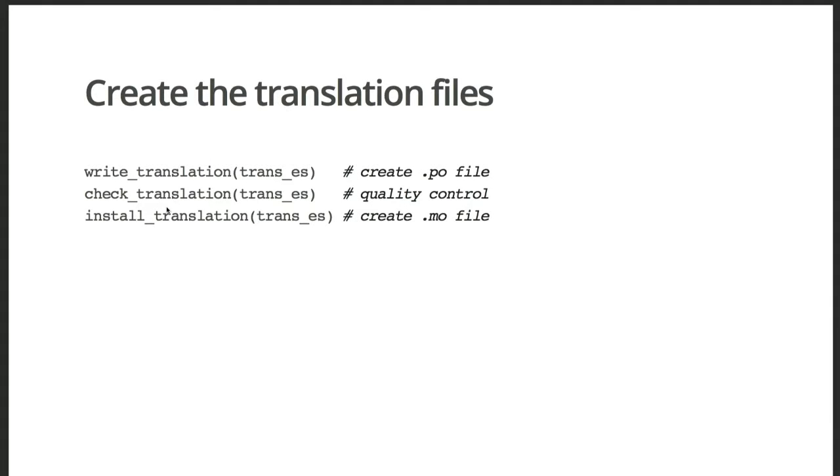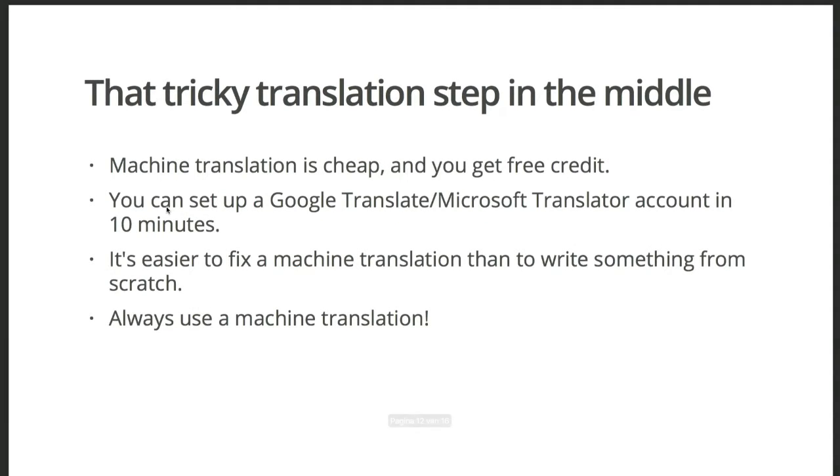But once you have the translations, just make them available in your package. You call write translation to create this PO file. Call check translation to make sure it's okay, install translation to create the MO file. So all really, really simple code that you have to write to deal with the infrastructure. So that's no kind of hard messing about with code anymore. It's the same way that devtools simplified a lot of the other package development stuff. So the tricky bit is, how do you get this translation?